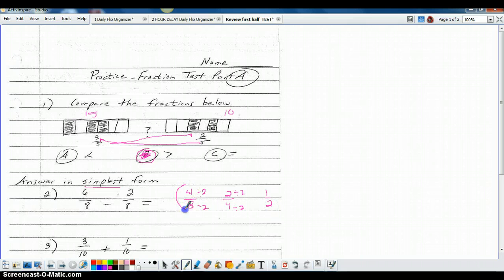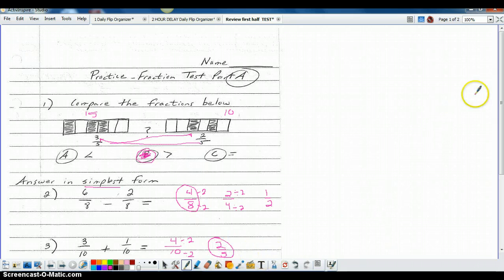However, as long as the students are able to recognize that when you subtract 2/8 from 6/8, you get 4/8, that's good enough for now. 3/10 plus 1/10. Once again, add the numerators, bring down the denominators, and get 4/10. If you want to find the equivalent fraction to 4/10, divide the numerator by 2 and get 2. And whatever you do to the numerator, you must do to the denominator. Divide that by 2 and get 5. So in simplest form, 2/5 is equal to 4/10.